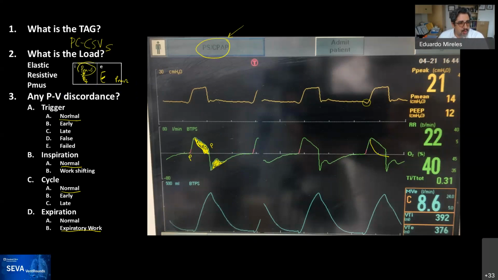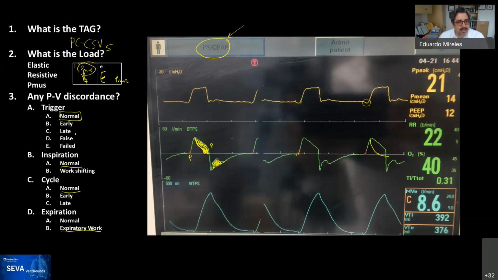So any PV discordance in the trigger, you're right. It seems normal. You could make a case of saying, well, where did the actual effort start, and where did the machine trigger? But at least on this image, I cannot necessarily see. It seems that the change is right above when it crosses the flow. So I don't see any trigger issue. Your question is, can there be any abnormality on triggering? Yeah, and the answer is yes.